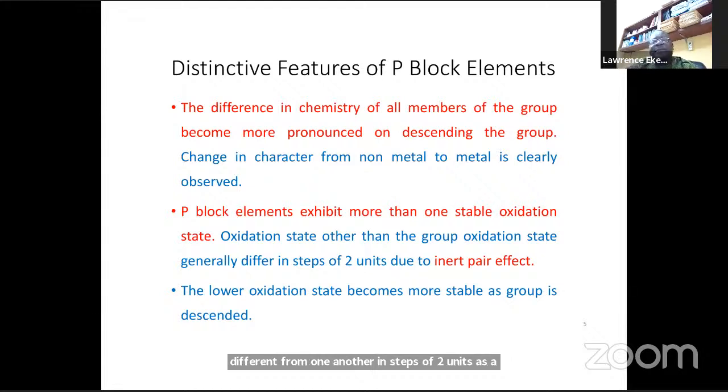Now, the first member of the P block elements differs from the other elements in 2 major respects. Number 1 is the size, and each and every property depends upon the size. The second difference applies only to the P block elements, which arises from the effect of the d orbitals in the valence shell of the heavier elements. The lower oxidation state becomes stable as the group is descended. It becomes stable as the group is descended.